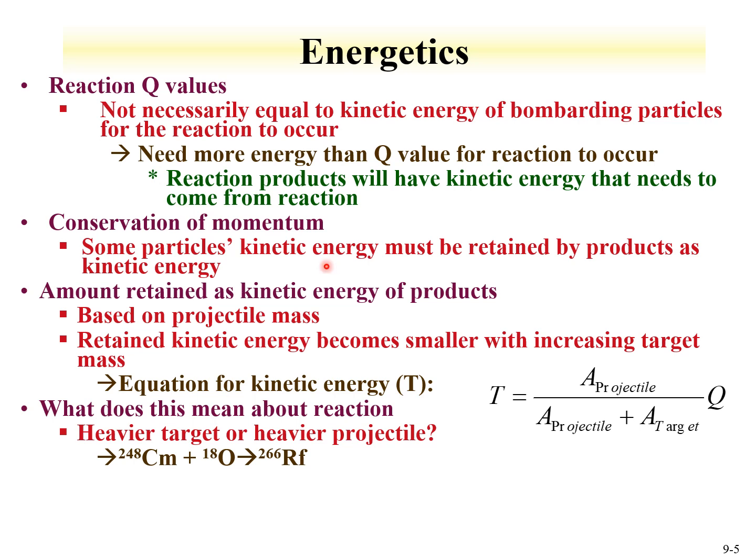The amount that's retained as kinetic energy of the products is based upon the projectile mass. The retained kinetic energy becomes smaller as the target mass increases, with the equation listed here, where I take the Q value and multiply it by the fraction of the mass of the projectile divided by the mass of the projectile plus the mass of the target. This gives the kinetic energy that's necessary for the reaction. We'll see this eventually comes into something called the threshold energy.